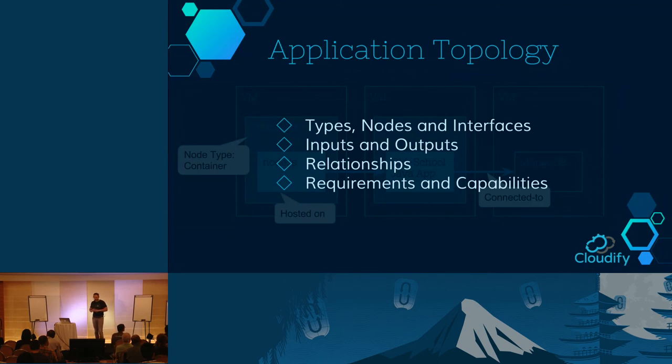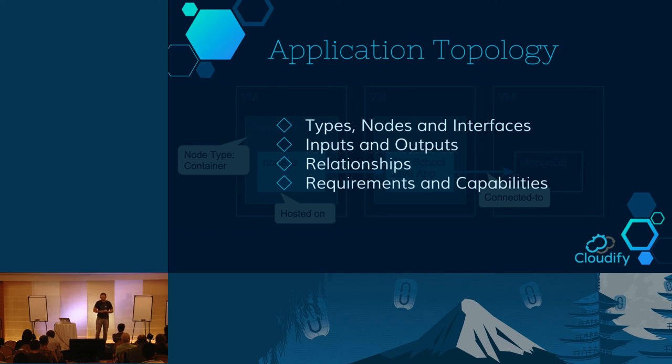So the topology consists of the node types and the interfaces. It also consists of inputs and outputs. As part of this application blueprint that I'm writing, I could define the inputs to that blueprint. For example, when I'm running my application for the first time, I want to specify the number of web front ends I want to run in my environment, a specific IP address that I want to present publicly, or a specific URL I want to use in that application. These are examples of inputs I could define.